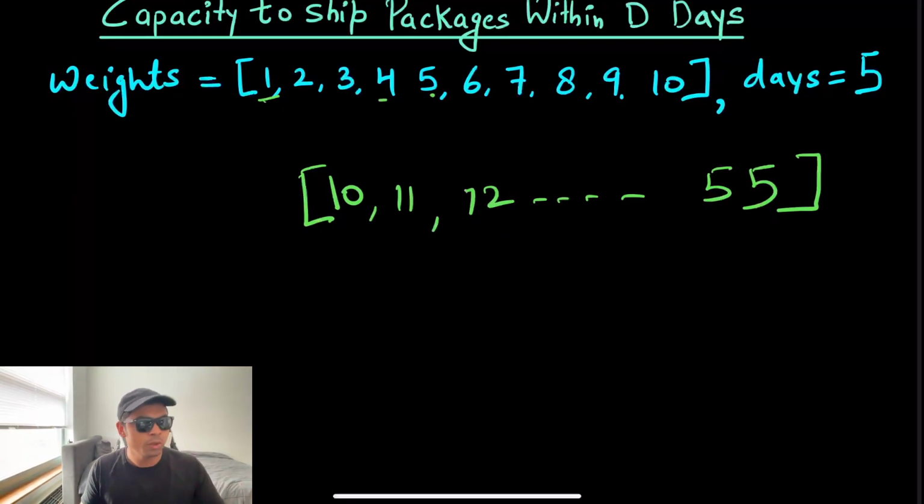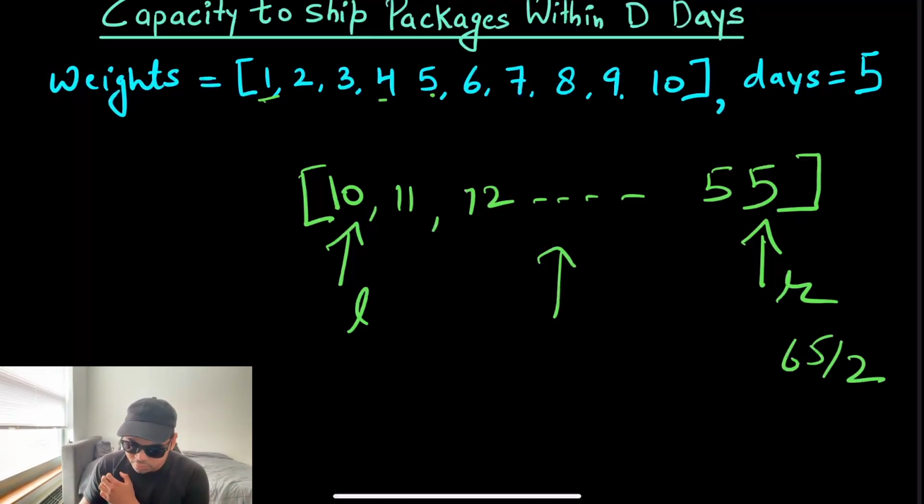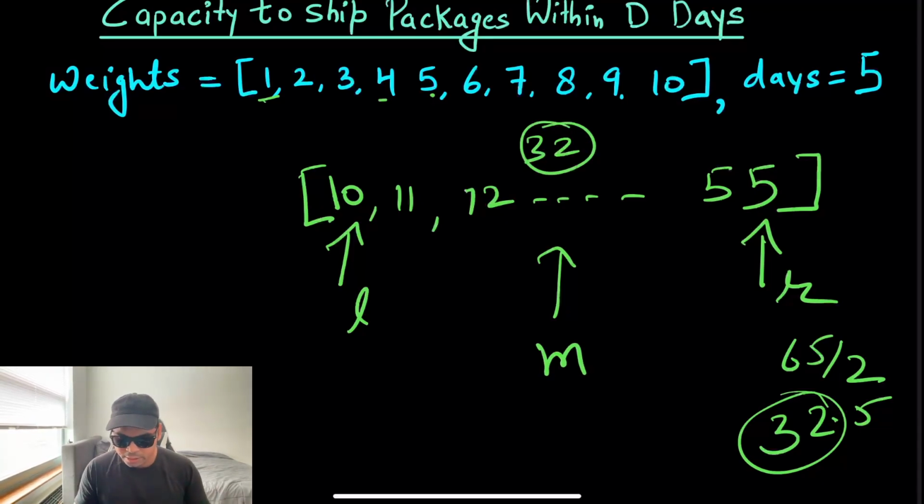So in binary search, what do you do? You have this left pointer and you have this right pointer. Then you try to find out the mid. In this case, it would be 65 divided by 2, which is 32.5, so that will be 32. So let's choose 32 as my mid, to choose as the minimum capacity so that we are able to ship.